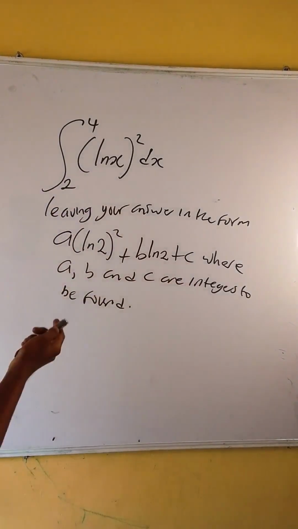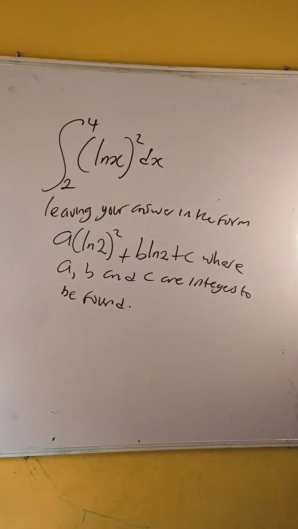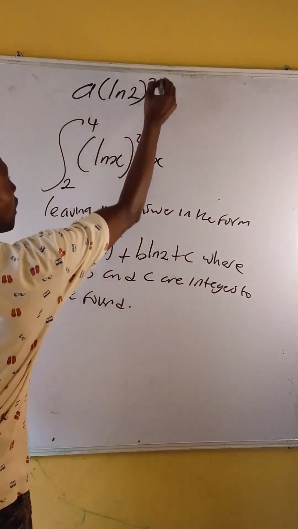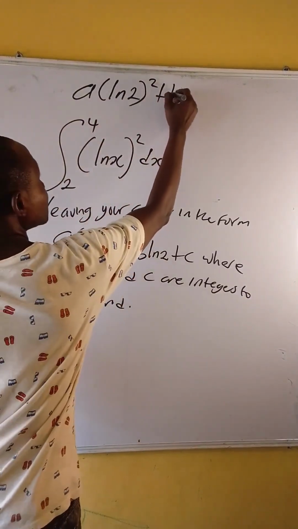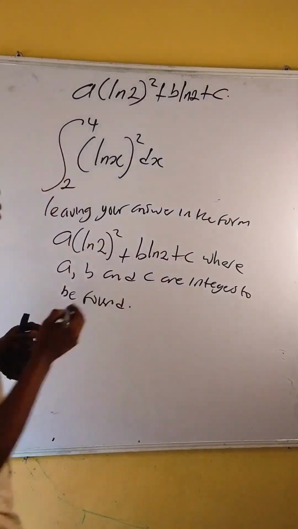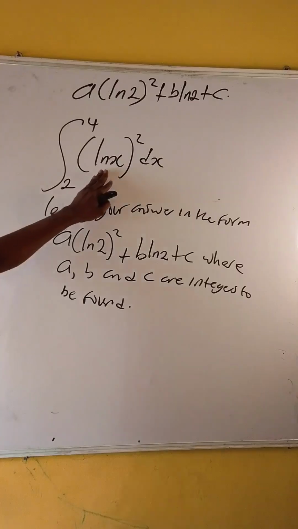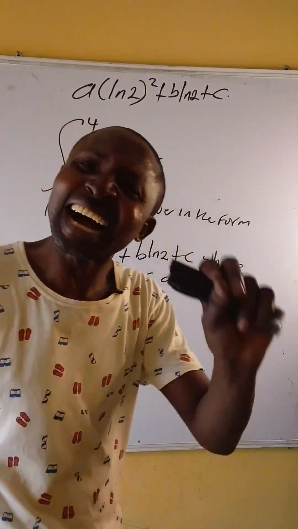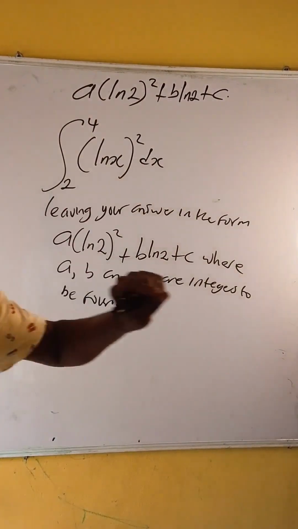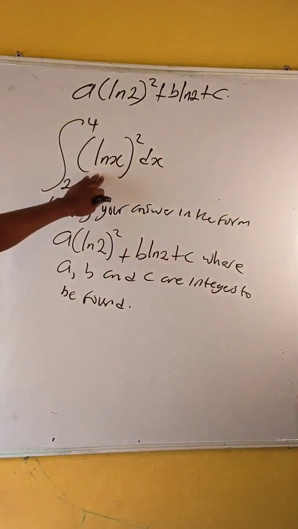Now let me tell you something we're going to do. Let me write out how they ask us to leave our answer: A (ln 2) all squared plus B ln 2 plus C. Okay, now I must say, when you are asked to integrate ln, the natural logarithm, we don't have the integral value for ln.